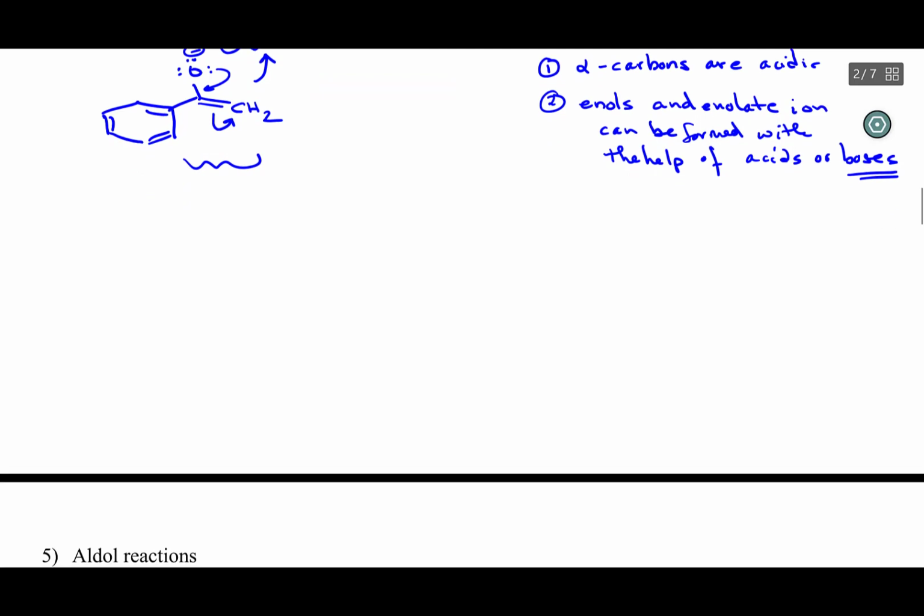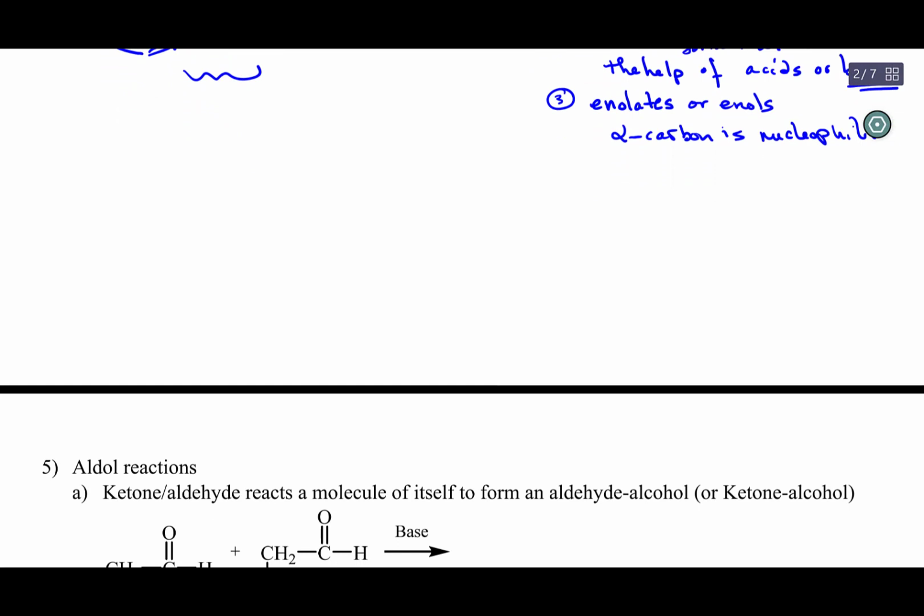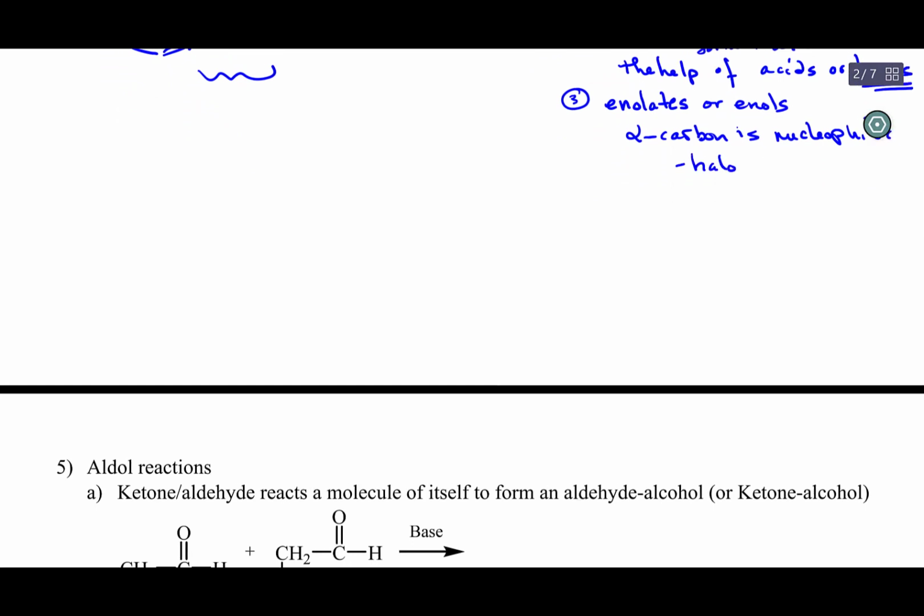Okay, and the third thing that's important to recognize is that for enols or enolates, the alpha carbon is nucleophilic. So there are different kinds of substitution reactions that can take place at that alpha carbon, and we looked at two examples. We looked at halogenation, and another one that we looked at is alkylation.